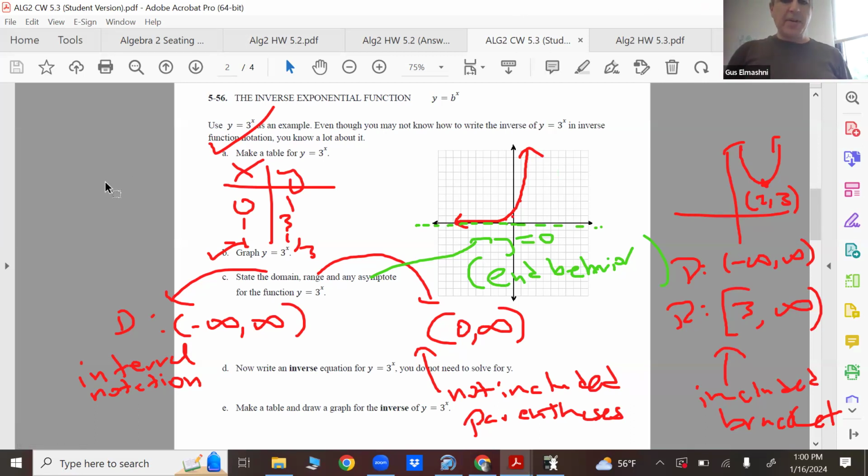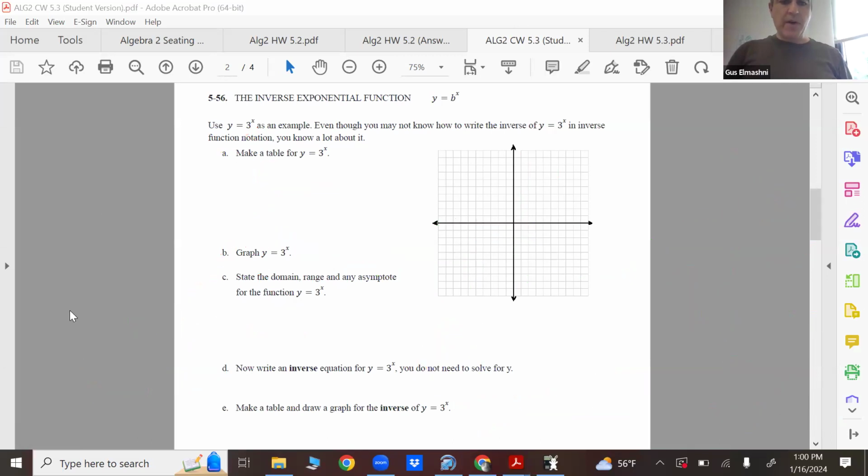Okay, I know I wanted to go deeper on that. Let's now move on to D. But A and B, I think, were pretty standard. C, I really wanted to go deeper on, but I had to move on. Now write the inverse. So how do I do the inverse again? What do I do with x and y? Swap, and that's it. There you go. That's all they want you to do. And then they want you to make a table. Okay, let's make a table.